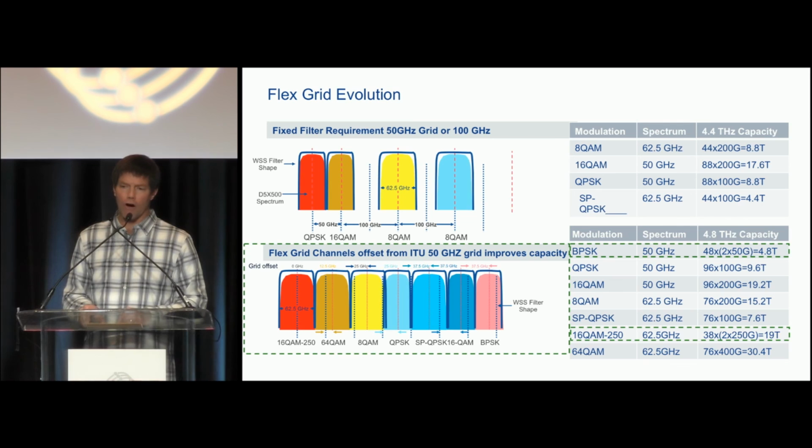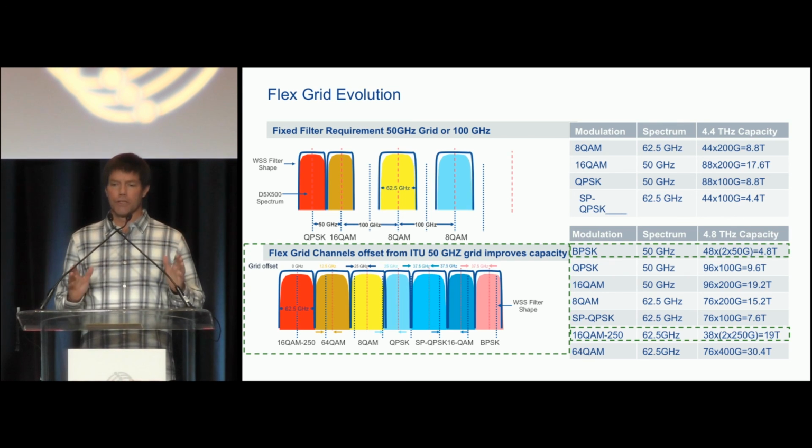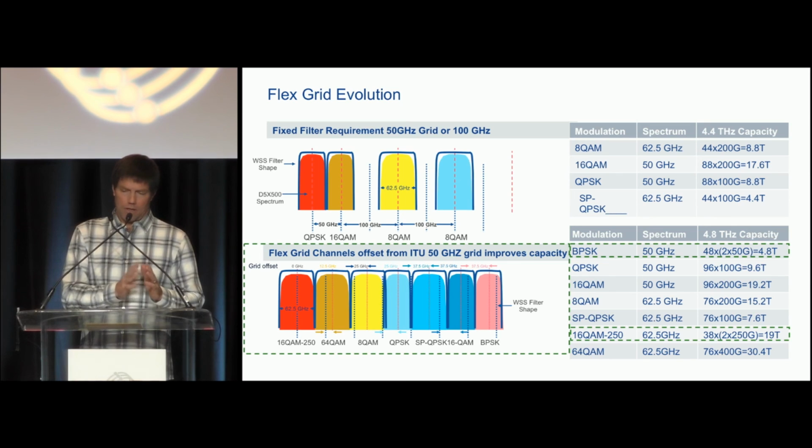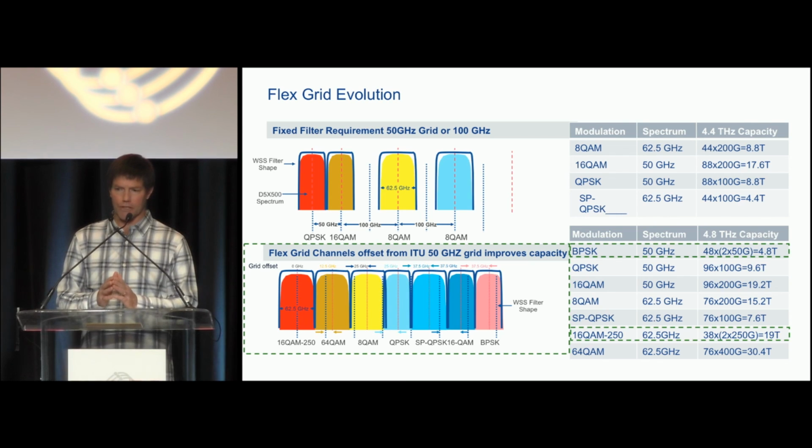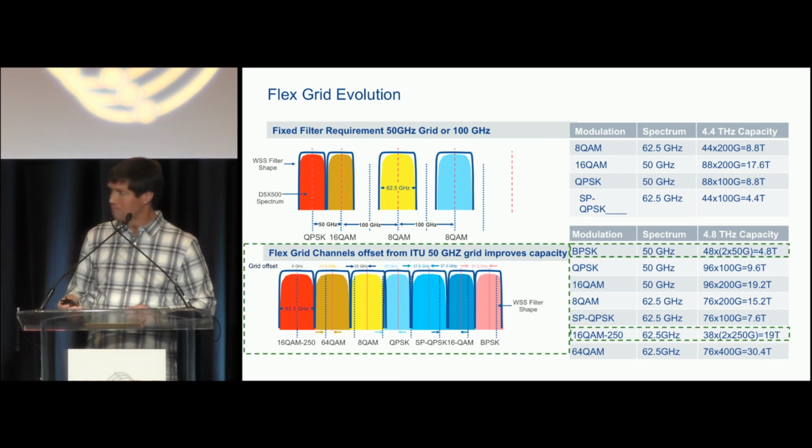And then down below, by going to FlexGrid, what happens is you're taking yourself off of the ITU 50 gigahertz grid completely and looking at everything at 12.5 gigahertz slices, if you will, and now optimizing the size of the filter for the bandwidth of each modulation technique. So I can very tightly couple all these channels together to optimize and grow the amount of capacity on that pair of fibers just by going to FlexGrid. Again, you're paying money for this, but if spectrum is important, you can put 64 QAM in and put 30 terabits of traffic on a given pair of fibers.